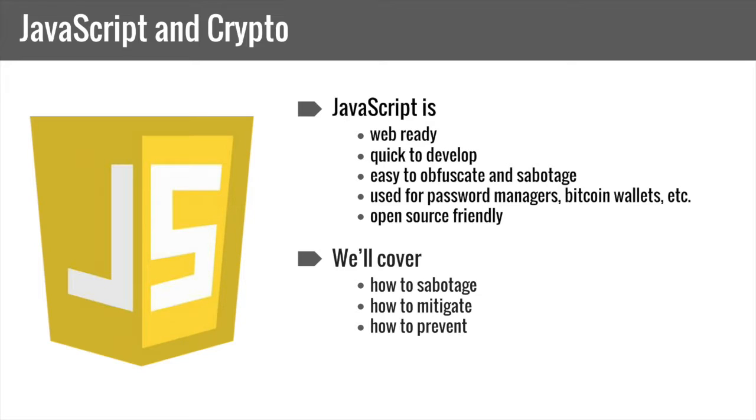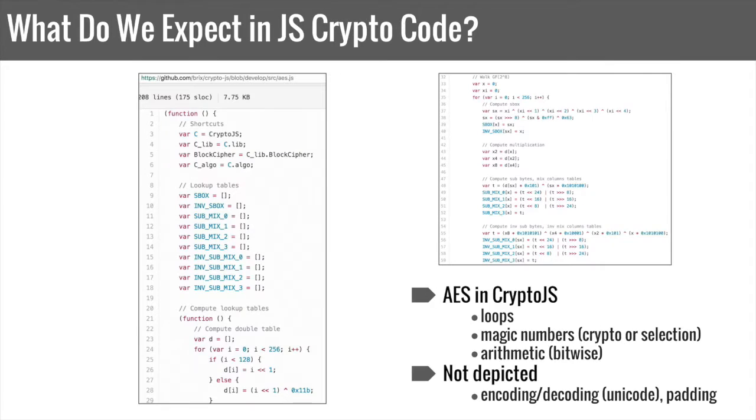So today we'll talk about how to sabotage code in JavaScript with an emphasis on crypto implementations, and how to mitigate these kinds of attacks and how to prevent them. Say we're looking at some crypto code in JavaScript, what kind of stuff are we going to expect to see there? Well, there are a few things that you tend to see in crypto code in general, right? So in this screenshot here, this is an excerpt of the AES implementation in the Crypto.js library.